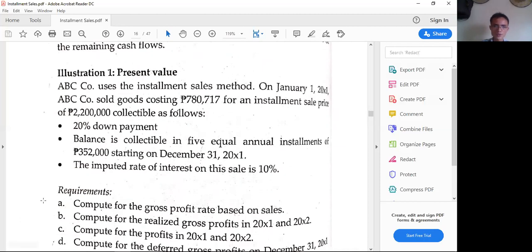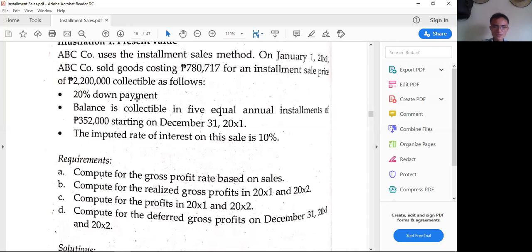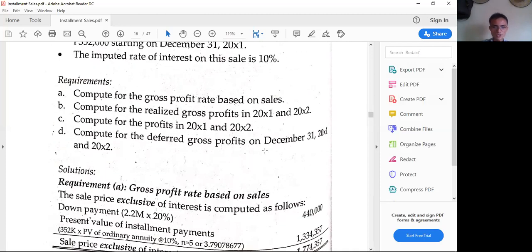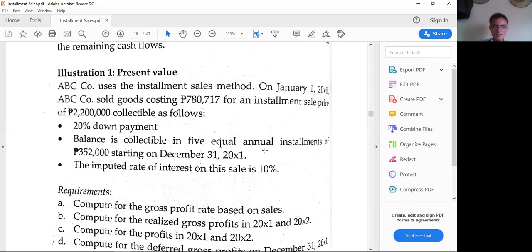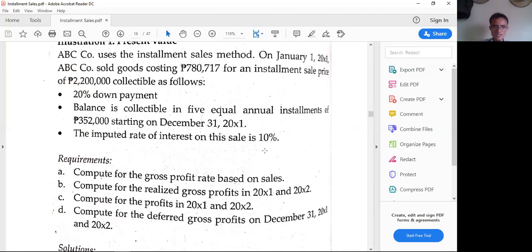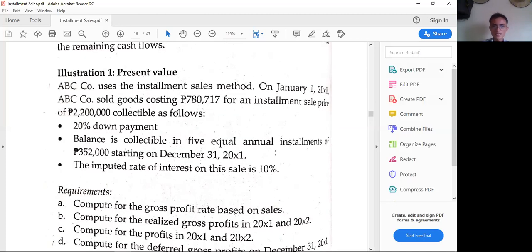Here is an example. So selling price is here, 2,200,000, and you have here the cost. So there's down payment, then equal annual installments of 252,000, and this is the imputed rate. Now, there is no mention as to whether the contract is interest bearing or non-interest bearing.